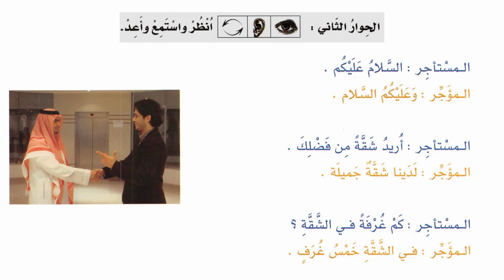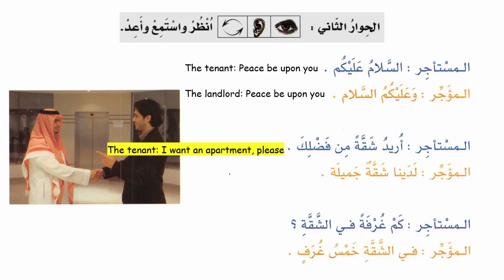Now let's look at the translation. So the first one, as you can see here, the tenant, Assalamu alaikum, peace be upon you, and the landlord says, Wa alaikum assalam, and peace be upon you. Al-Mustajir says, Uridu shaqqatan min fadlik. I want an apartment, please. Min fadlik, please. Uridu, I want.